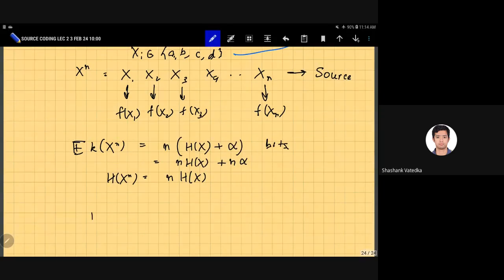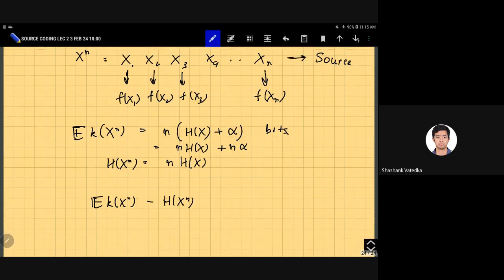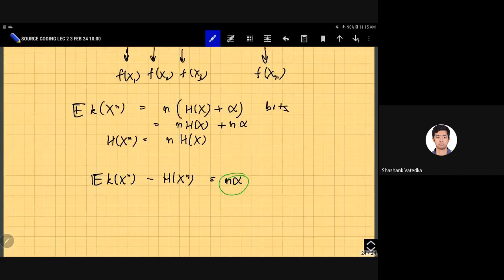So the difference between the expected length and h of xn, which is really the limit of what we can achieve, is equal to n alpha bits. So as n grows larger and larger, this gap to entropy keeps growing. This grows linearly with n. This is proportional to n, right? And that's pretty bad, because the larger the size of the file is, the farther away you are from the total entropy of the source.